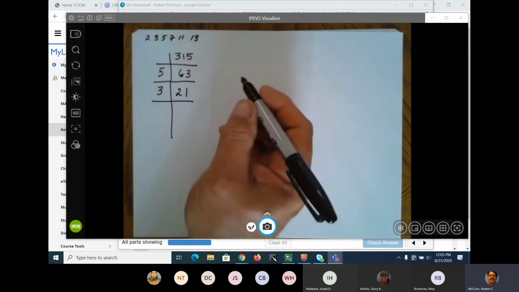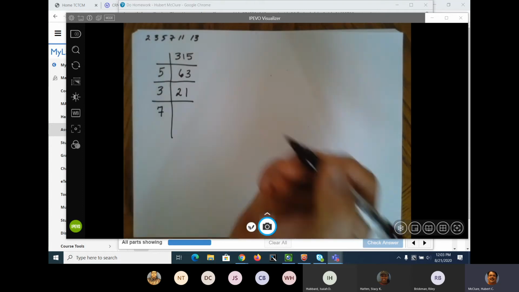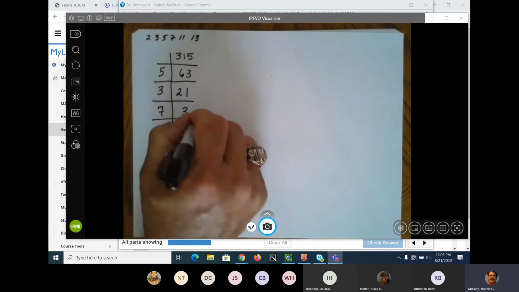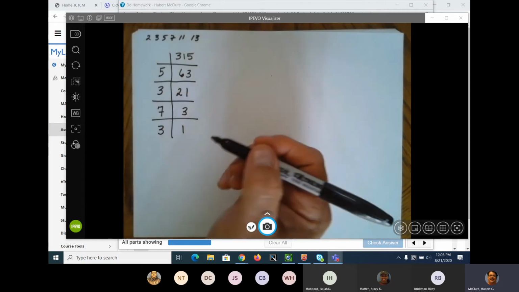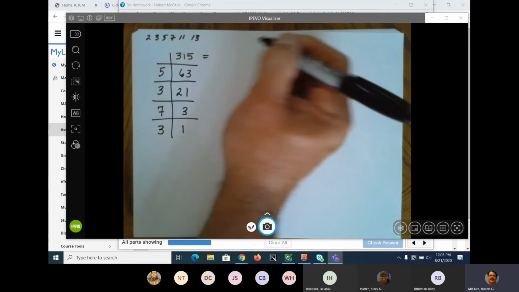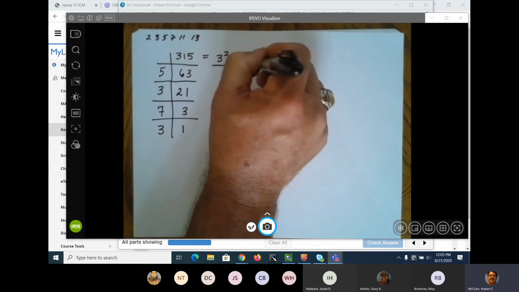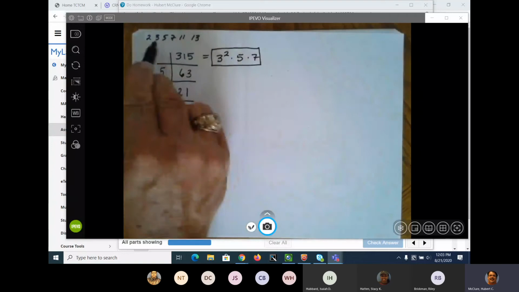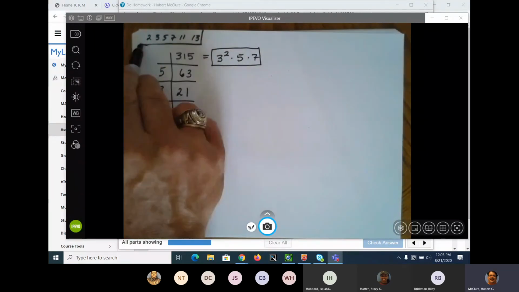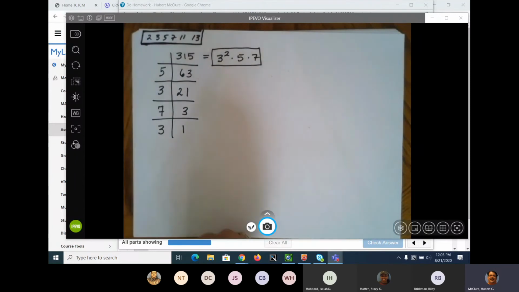Here comes that 7 that you used in the 63. Here it is right here. So it comes out 3 times and 3. Now some of y'all didn't do it like I did, but look at the answer. 315 is equal to 3 squared times 5 times 7, and that's the same thing that you got. And you went about it a different way. As long as you use these numbers, you'll be okay. And that's how you find the prime factors.